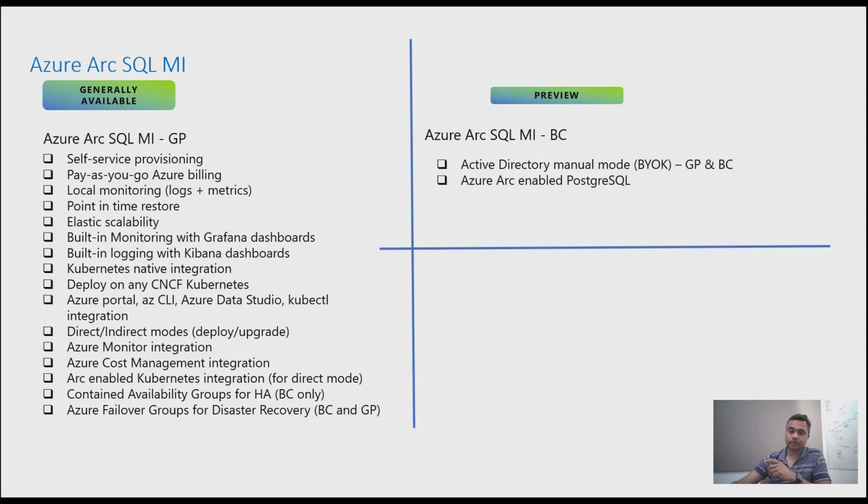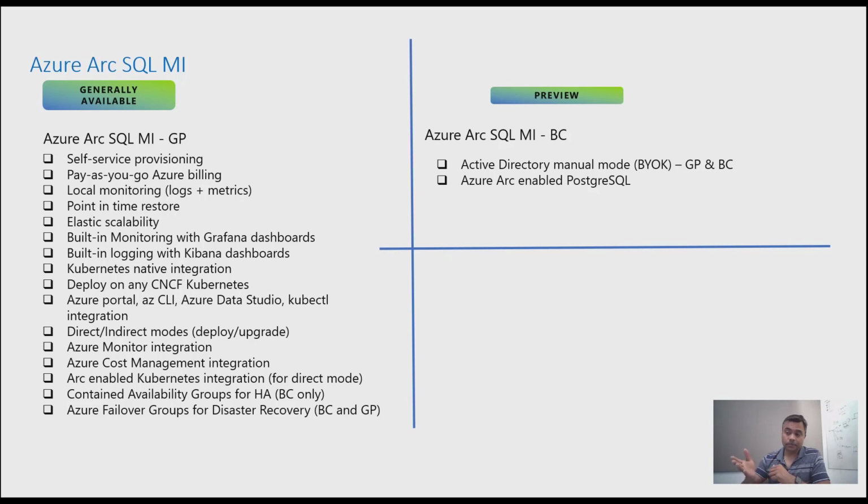Just focusing on SQL MI again. Like I said, the GP and BC service tiers are fully generally available. All the features we talked about, automatic backups, HA, DR, built-in monitoring, and logging, are generally available. The connectivity modes, direct and indirect, are also generally available. Azure Monitor integration: in the direct connected mode, you can optionally upload your metrics and logs to Azure Monitor and Azure Log Analytics. That feature is available.